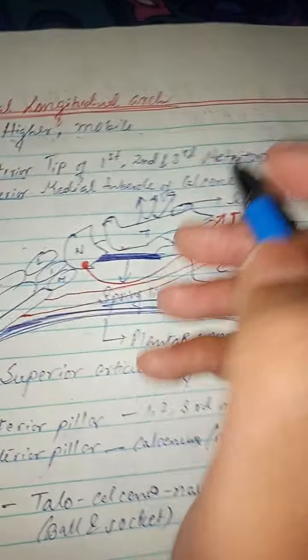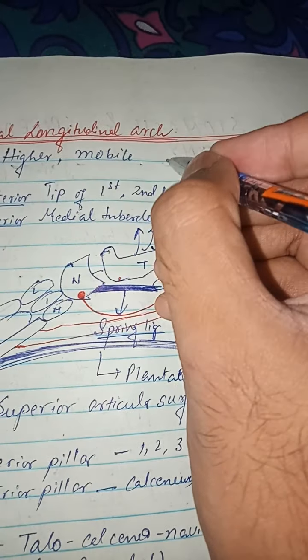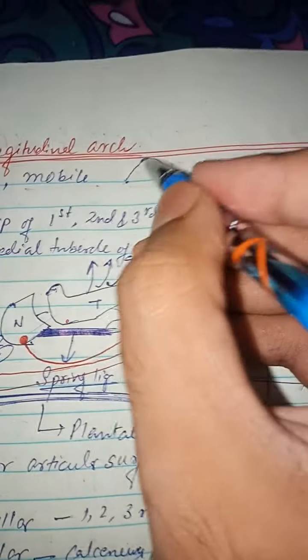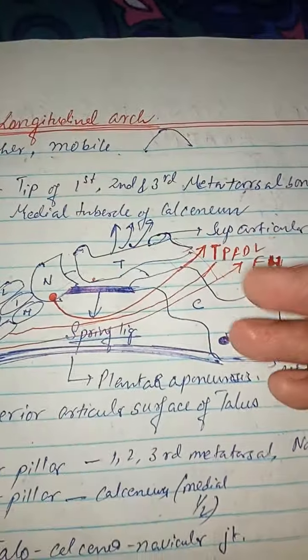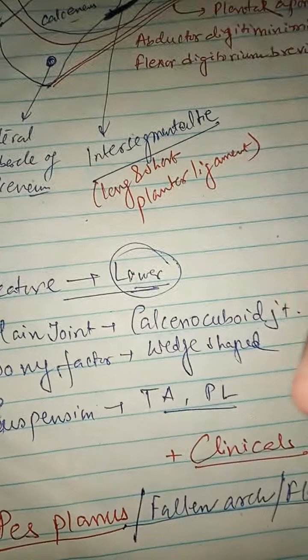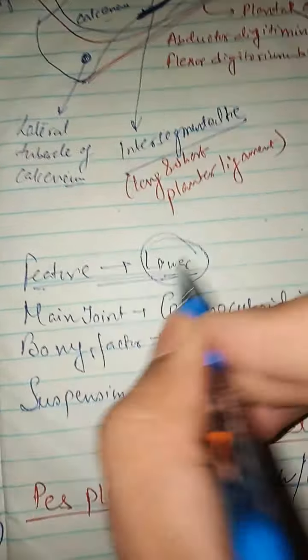The medial longitudinal arch is higher and mobile. Since it is very much higher, it is mobile. The lateral longitudinal arch feature is that it is lower and non-mobile; there is a restriction of mobility. So first one is feature. Second one is the end.